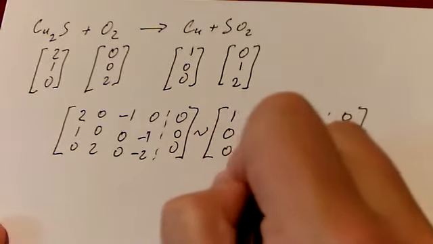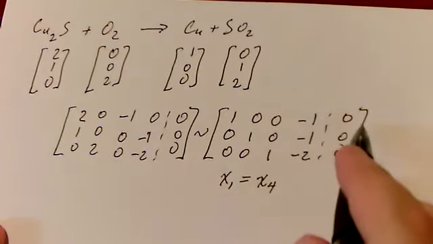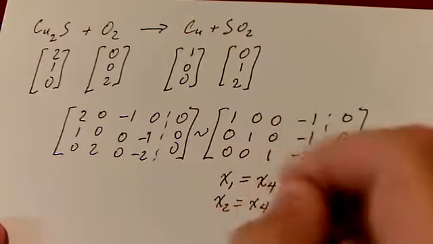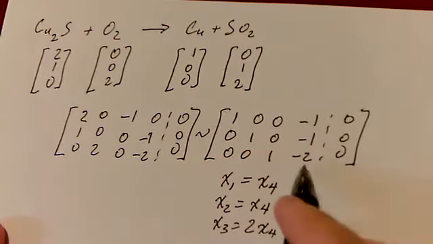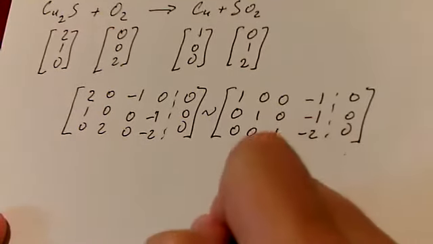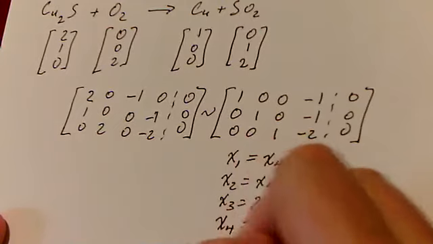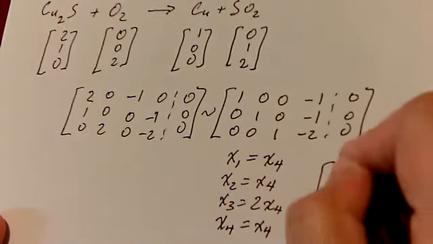My solution set is that x1 is equal to x4. Again, I bring that over to the other side to change that sign to positive. x2 is also equal to x4. x3 is equal to 2x4, because I have that -2 going to the other side. And then x4, because there is no pivot in this column, is my free variable. So my vector solution I'm looking at is 1, 1, 2, and 1.